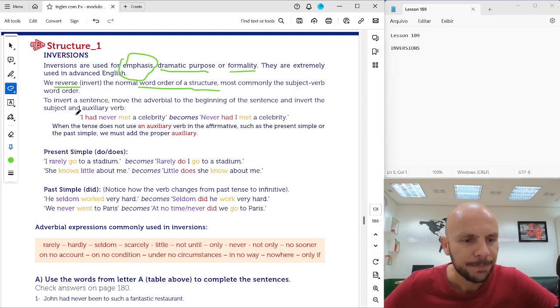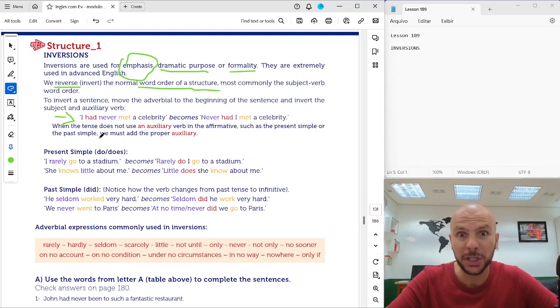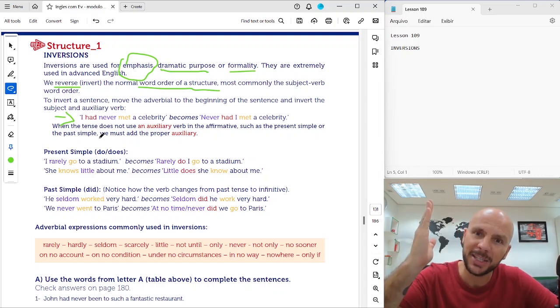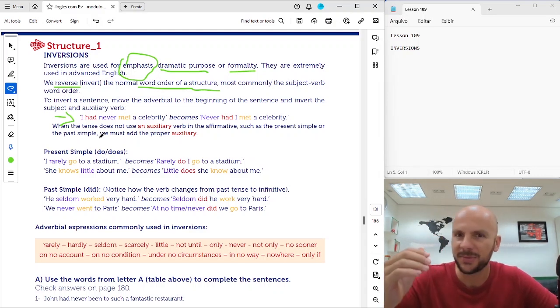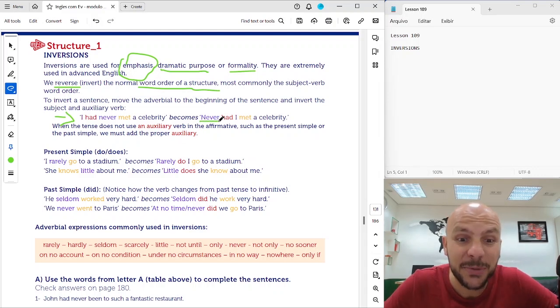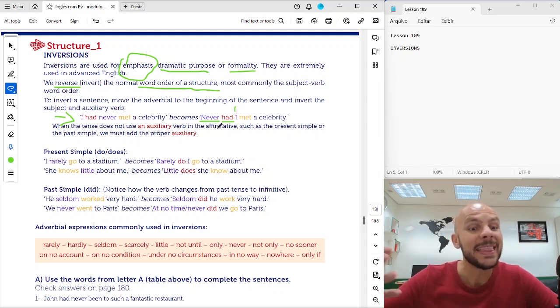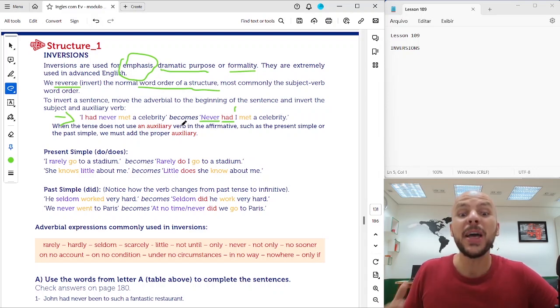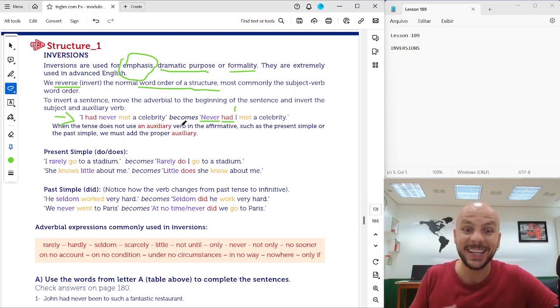An example. I had never met a celebrity. We start the sentence from the subject, right? We have always learned that in English, we start the sentence from the subject. Mary, Eve, you, he, they, John and Susan, okay? But now we are going to start the sentence from the adverb, then the auxiliary, and then the subject. I had never met a celebrity becomes: never had I met a celebrity. Crazy, huh? Never had I met a celebrity.